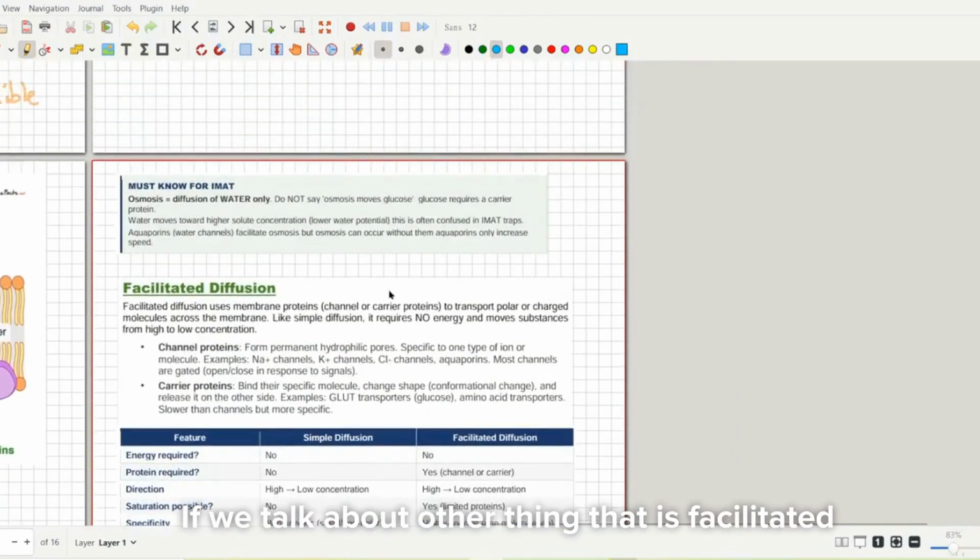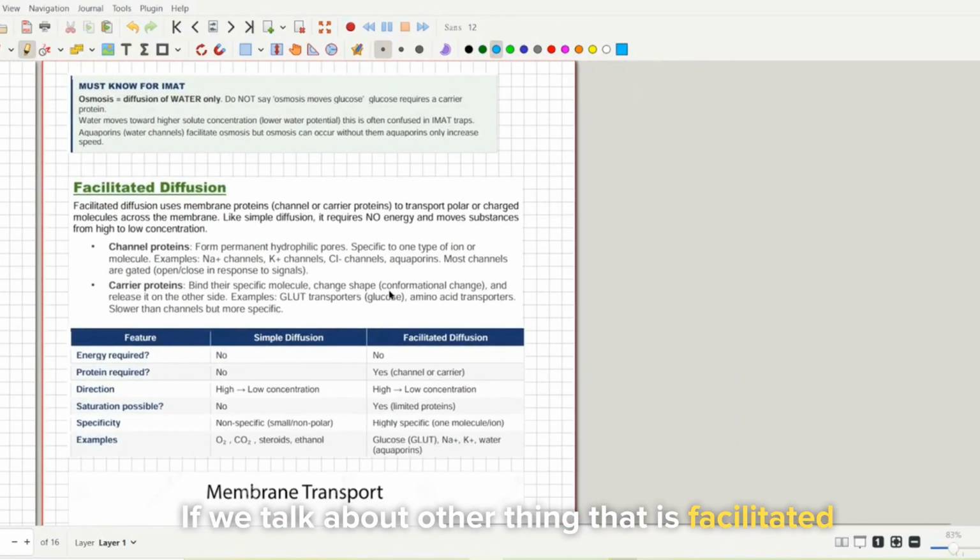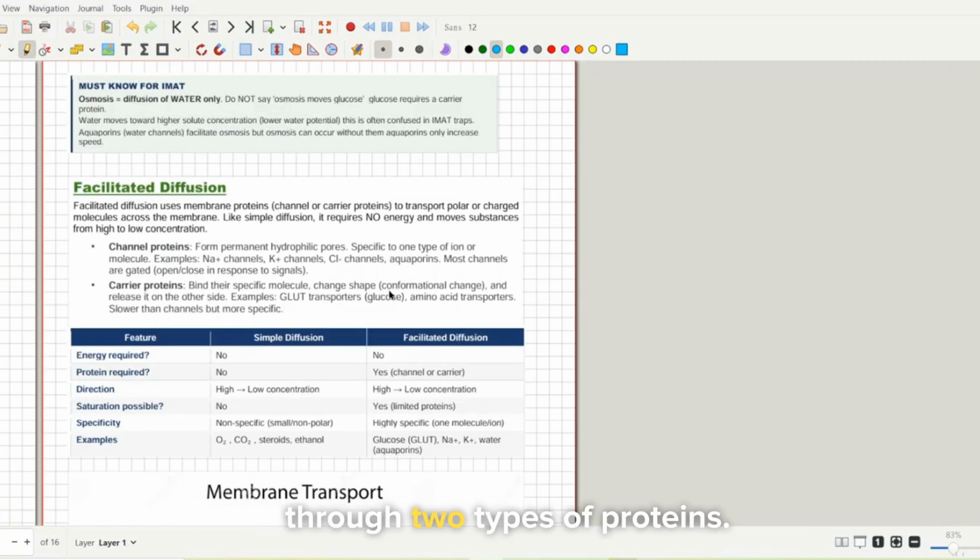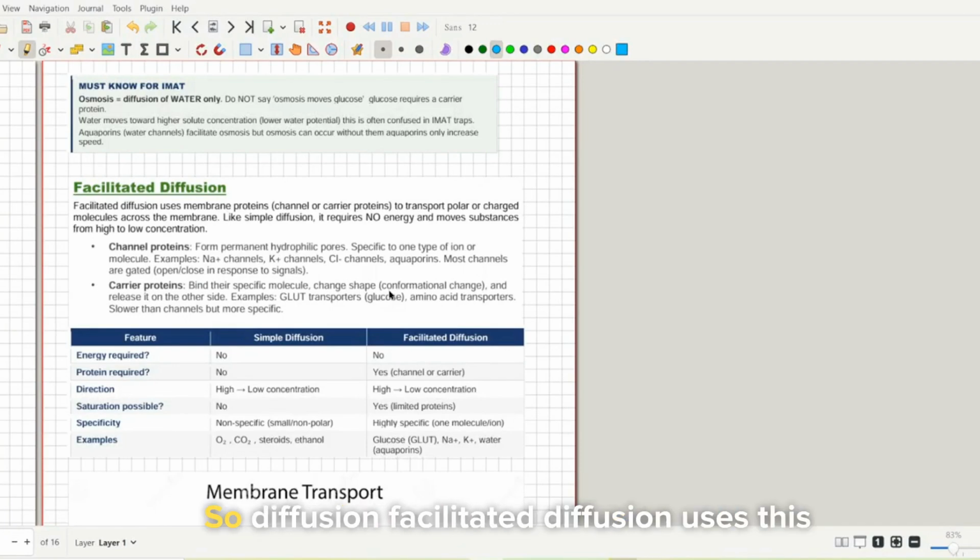If we talk about another thing, that is facilitated diffusion. Facilitated diffusion is diffusion that occurs through two types of proteins. One is the channel protein and the other is the carrier protein that we discussed before. So facilitated diffusion uses these proteins to transport polar or charged molecules that do not easily pass through the cell membrane. So what is facilitate?